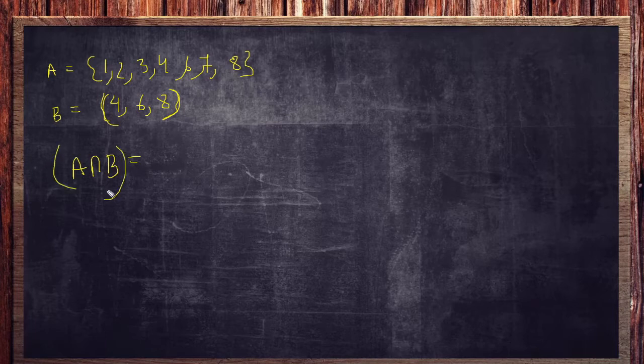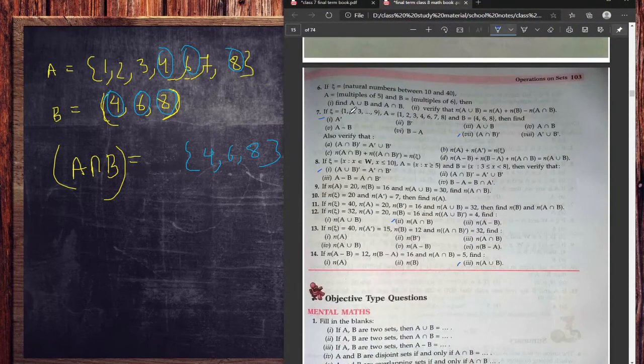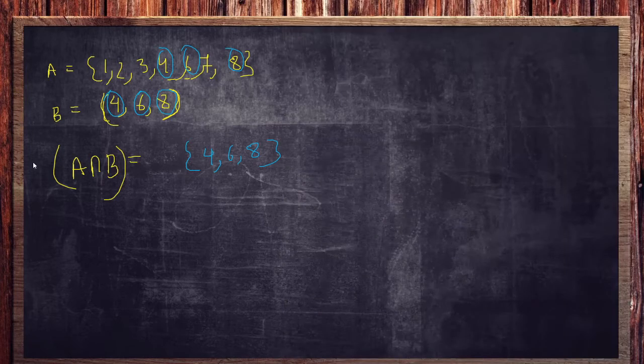A intersection B will be the common terms, let me mark with another color. 4 is the common one, 6 yes, that is also common, 8 is another common one. So we got three numbers, 4, 6, and 8, that are common. So we have the intersection right now. Up to this point it is okay. But after this, coming to the value of the epsilon, I told you that the epsilon value is starting from 1 to 9. So let me write the set also for this.